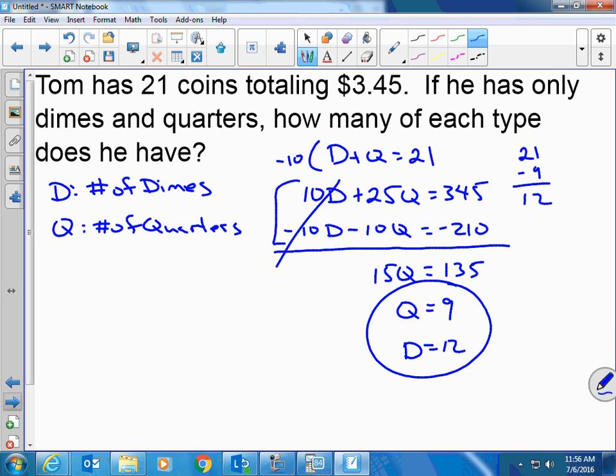So when you're doing a coin problem, you will have one equation that talks about the number of coins and one equation that talks about the value, most of the time. Every once in a while there'll be a question that's a little different than that, but that is your basic setup.